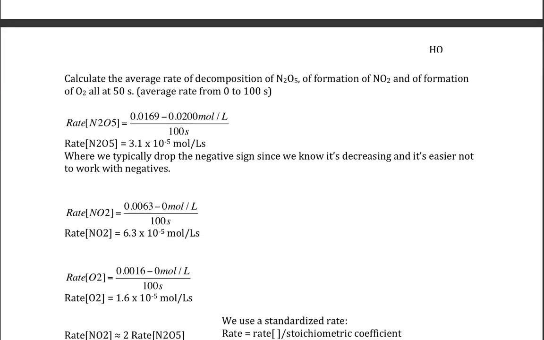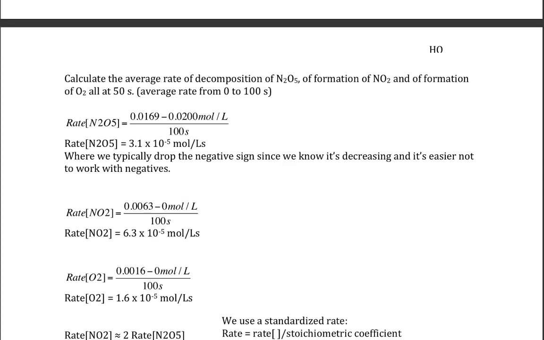So our rate is going to be the final concentration 0.0169 minus the initial 0.0200 moles per liter, dividing by the time, 100 seconds. We get the rate of the N2O5 to be 3.1 times 10 to the minus 5. Notice the units are moles per liter second. Nothing cancels out. We've got all those units.